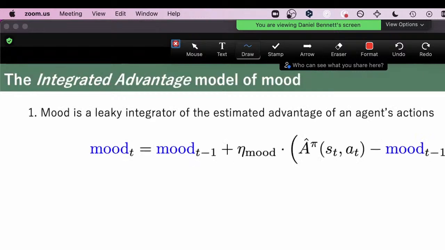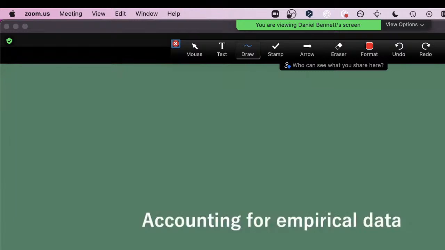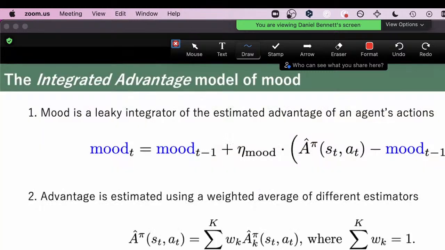I don't want to go into too much more detail because I've already taken a lot of time, but that's the key insight: if we assume that mood is a leaky integrator of estimates of advantage, and that there are different ways of estimating advantage, you can average them together.